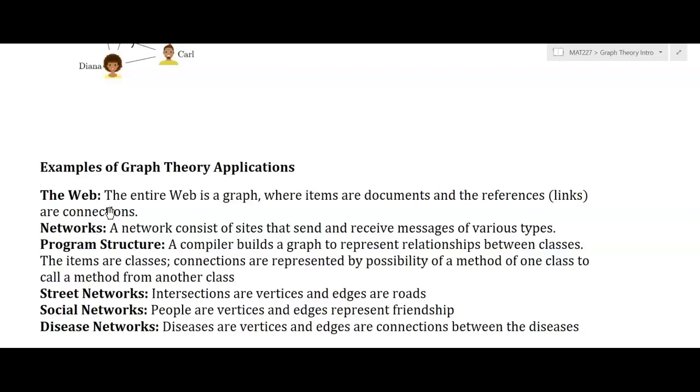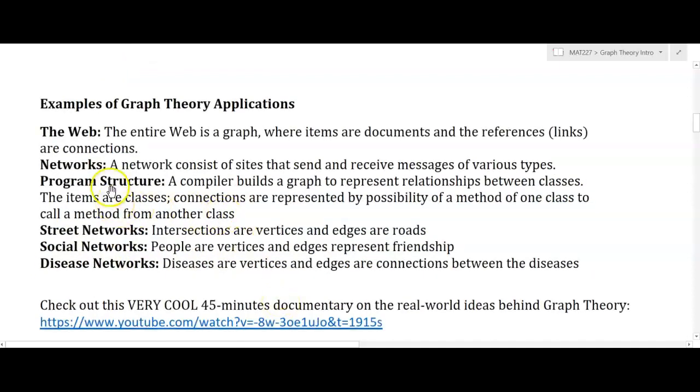Networks. A network consists of sites that send and receive messages of various types. So you have a site represented by a node, and then you have edges, or links, between two sites that represent the edge that connects those two nodes. Program structure. Whenever you're talking about coding, a compiler builds a graph to represent the relationship between classes. The items are classes. Connections are represented by the possibility of a method of one class to call a method from another class. So very sophisticated stuff, but the simplicity of a graph.